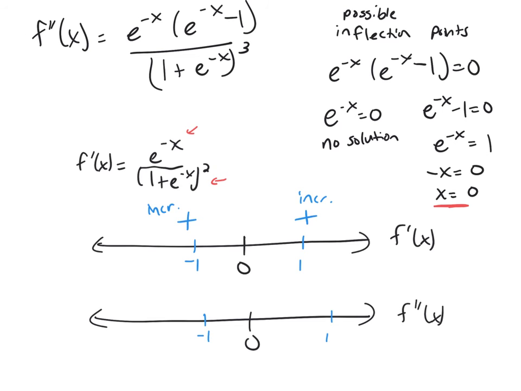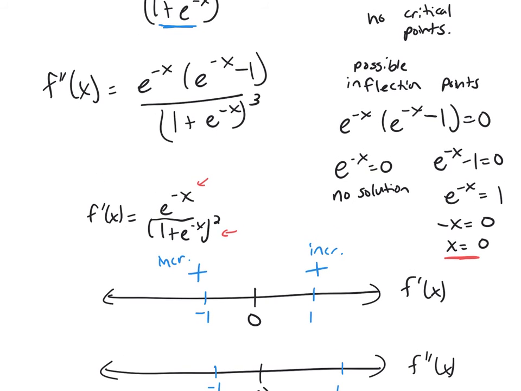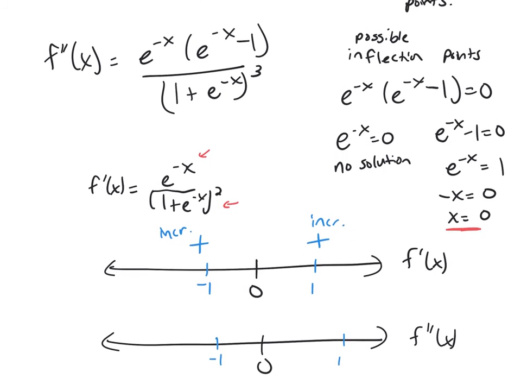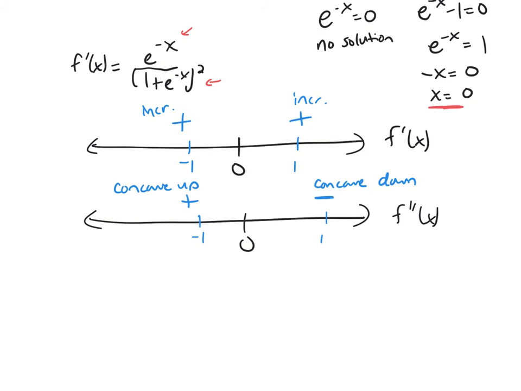If I plug in -1 and 1 into my second derivative, if you plug in -1, you'll get that it's positive. If you plug in 1, it's going to be negative. So this will be concave up here, concave down. So we do know that we have this inflection point, this right here, this is an inflection point.